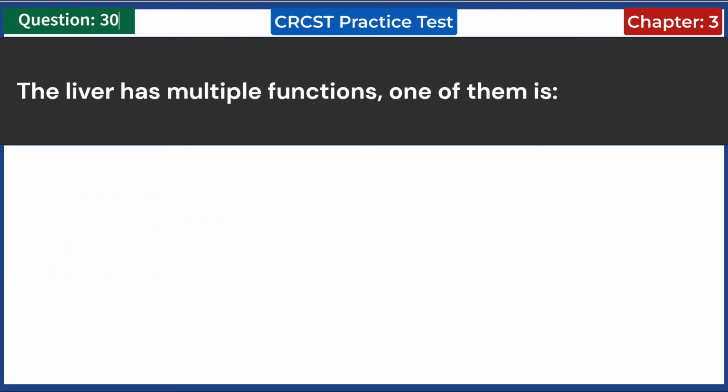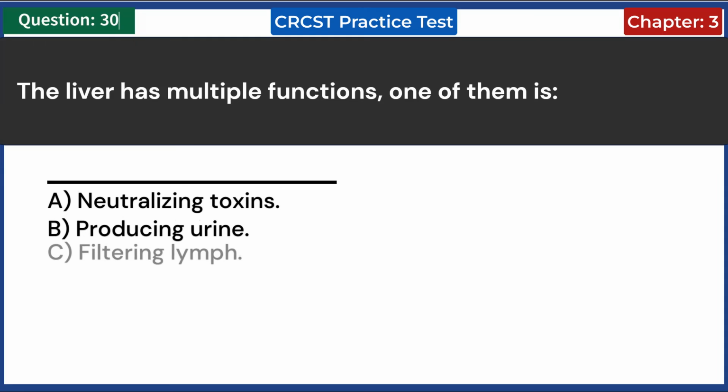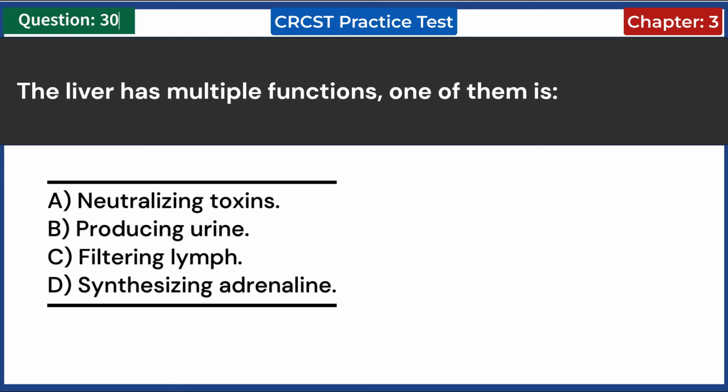The liver has multiple functions. One of them is: A. Neutralizing toxins. B. Producing urine. C. Filtering lymph. D. Synthesizing adrenaline. Answer: A. Neutralizing toxins.